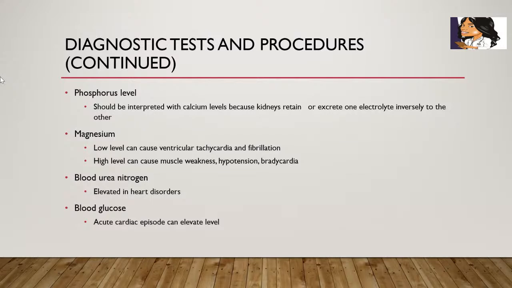All right, to be continued, we have phosphorus here. Phosphorus, guys, and who thinks of phos as a big deal? But it is. It's an electrolyte, and it can cause issues for the heart. You have mag. Now, I really want you to understand mag. You must know how devastating magnesium can be. Low levels can cause ventricular tachycardia and fibrillation, guys. And a high level causes muscle weakness, hypotension, bradycardia.